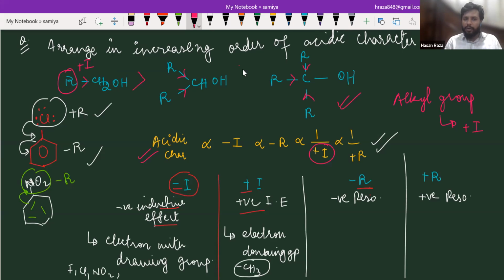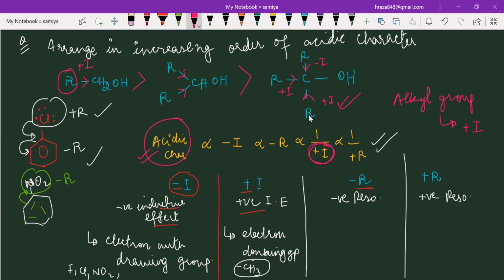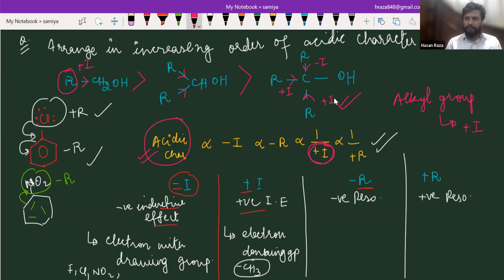Are you getting my point? Because acidic character is inversely proportional to plus I. So it has more plus I effect, that means it has the lowest acidic character, least acidic character. Ayman? Yes, sir. Got it or not? Still any confusion?